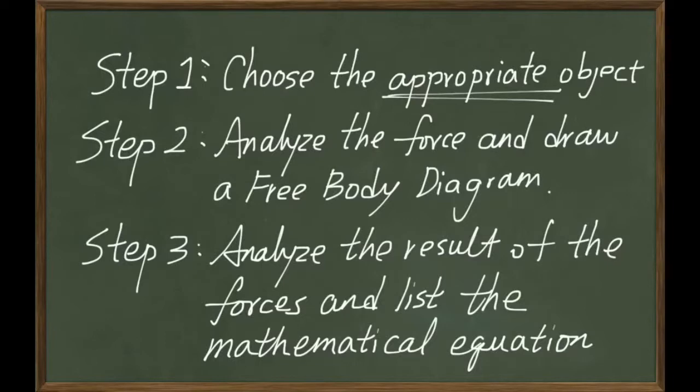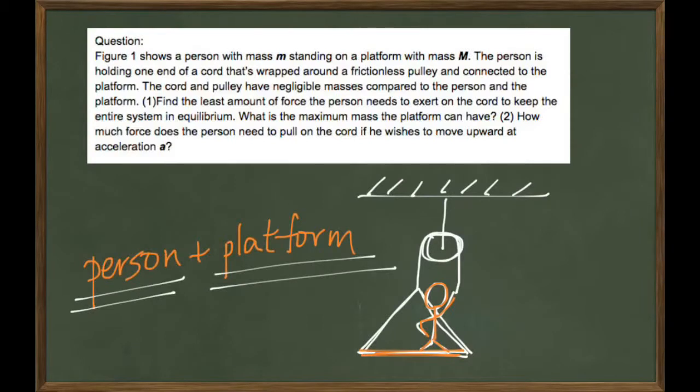As for the first question, let's look at an alteration of it. So back here, the second part of the first question says, what is the maximum mass the platform can have? Well, we haven't really considered the maximum mass the platform can have when we were calculating question 1. We were simply solving for the tension T. Should there be a limit as to how heavy the platform can be?